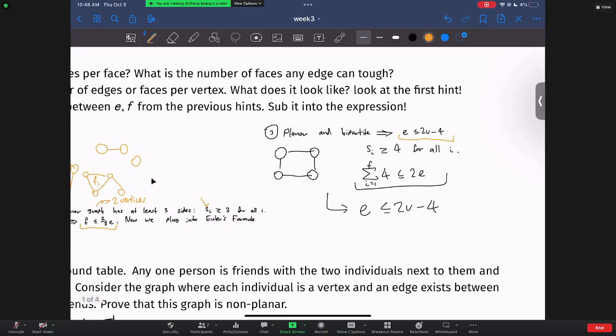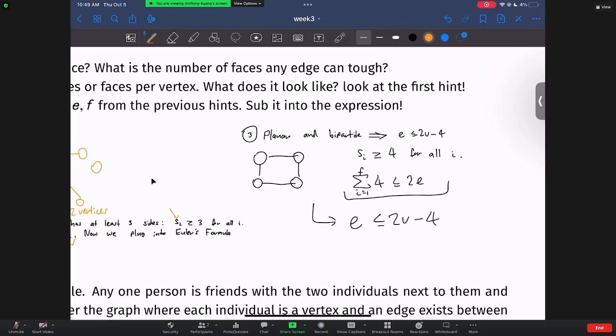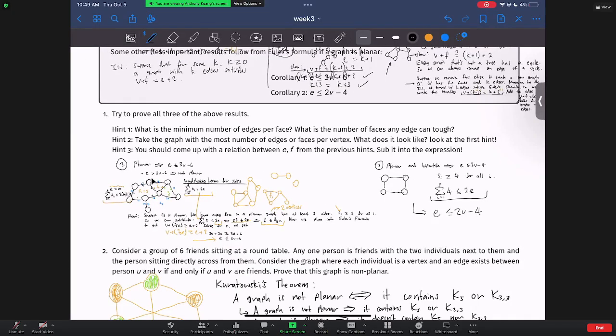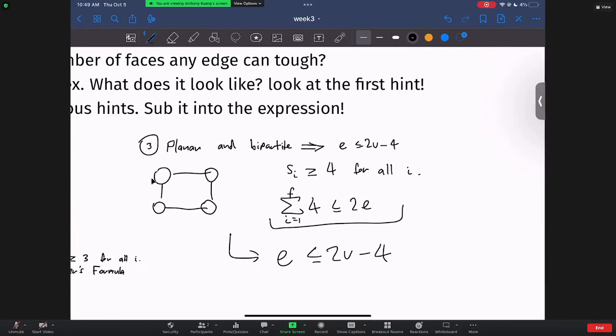Now let's talk about the third result, which states that if a graph is planar and bipartite, so this is a stronger condition, we need the graph to also be bipartite. That implies a tighter bound. It implies e is less than or equal to 2v minus 4. So the derivation is pretty much the same as the left-hand side. It's just now we have the fact that each face has at least 4 sides now instead of 3. And that's because there are no faces with only 3 sides.